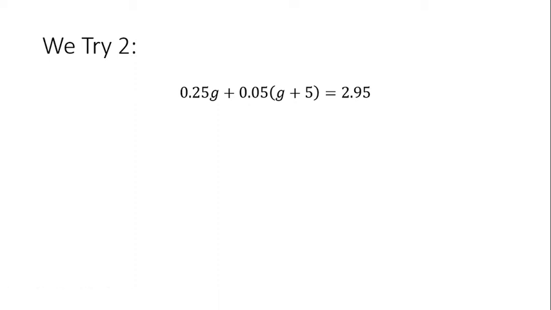So on this one, I have 0.25g plus 0.05 times (g plus 5) equals 2.95. The first thing I'm going to do is distribute that 0.05 to everything within the parentheses to give me 0.05g plus 0.25. I still have that 0.25g out here in the front that I didn't mess with, and I still have this 2.95 on the right side that I didn't mess with.